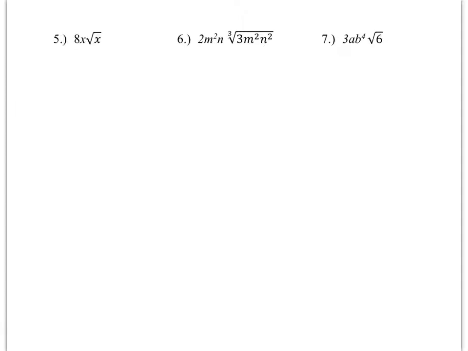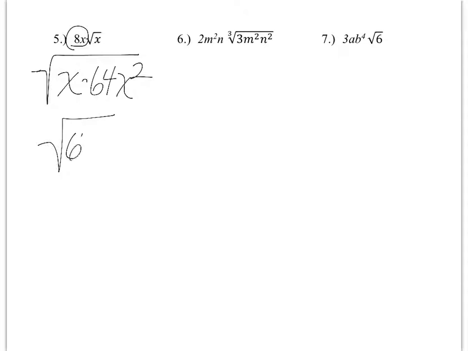So I'm going to square the outside of 8x because it's a square root, and I've already got an x inside there, so I'm going to square this. That's going to give me 64x squared. Put it together. That gives you the square root of 64x to the third.